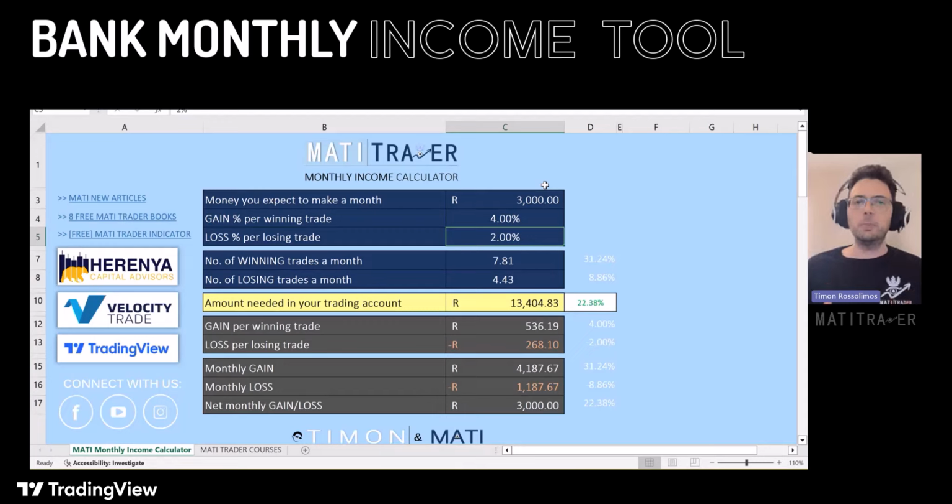Now, why is it 4%? Because I always send out trade ideas based on a risk to reward of 1 to 2. You risk 1 to make 2. You risk 2% to make 4%. So then we say, what are the number of winning trades that we can expect per month?